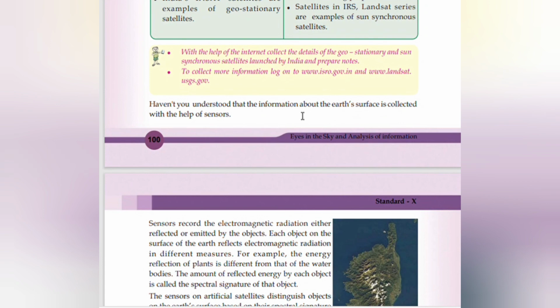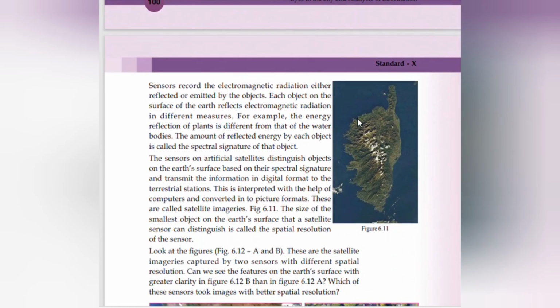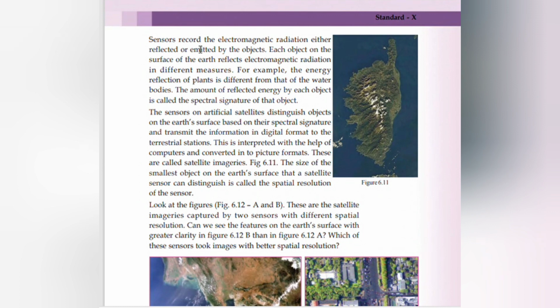Haven't you understood that the information about the Earth's surface is collected with the help of sensors? Sensors record the electromagnetic radiation, either reflected or emitted by objects. Each object on the surface of the Earth reflects electromagnetic radiation in different measures. For example, the energy reflection of plants is different from that of water bodies. The amount of energy reflected by each object is called the spectral signature of that object.